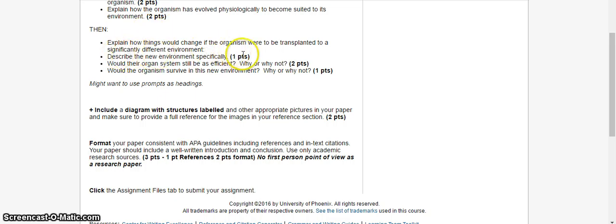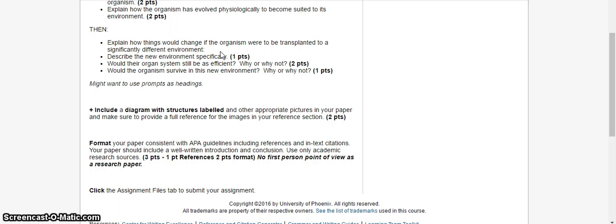Describe the new environment specifically. So don't say, I transferred him to a snowy area. You're going to say, I transferred him to Alaska, Denali National Park in Alaska. Or I transferred it to Great Basin National Park. Okay, so I do a lot of parks. It's just so easy to find information. But you would just be really specific.